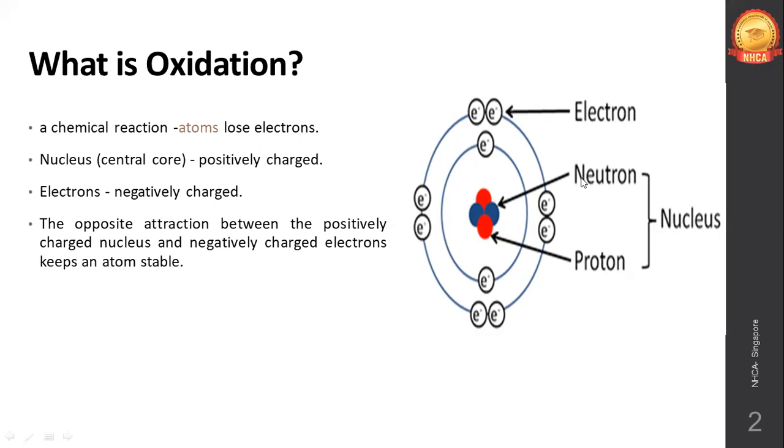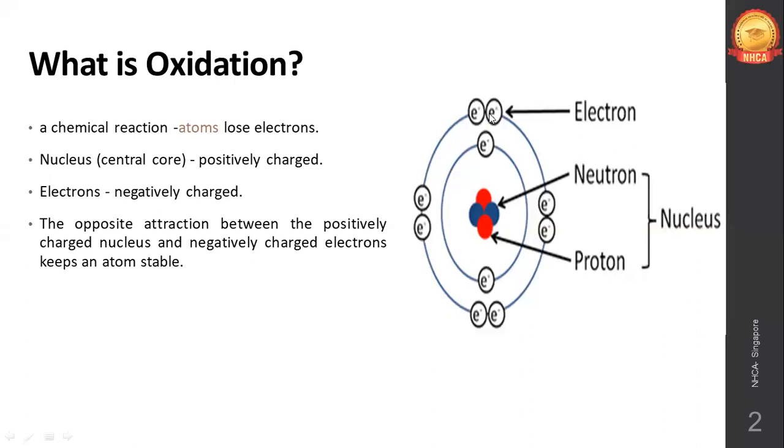So this is a stable situation. This atom is stable. It has electrons, it has protons. Electrons and protons keep each other close by, and now we can say that this atom is stable.